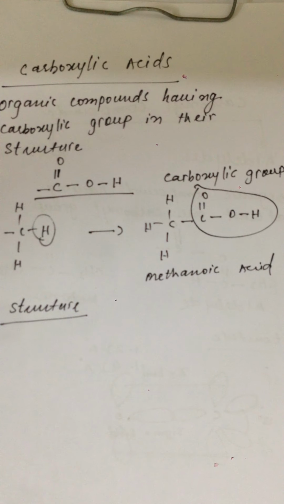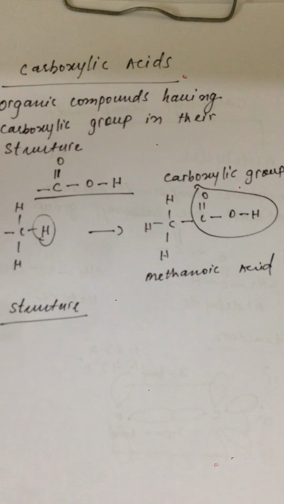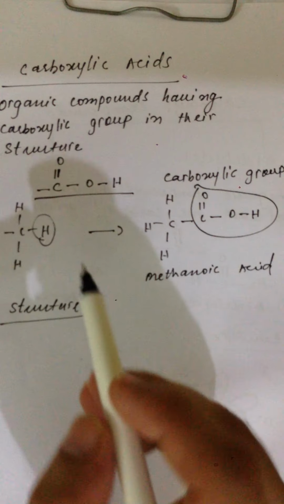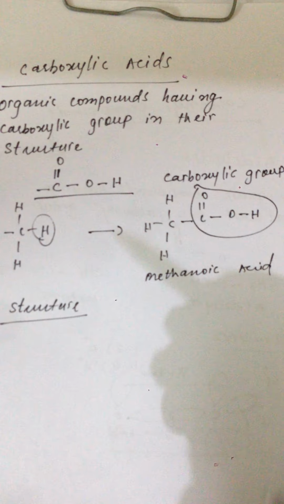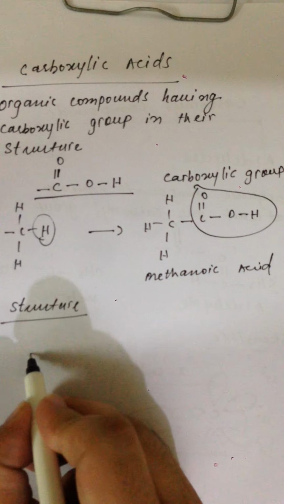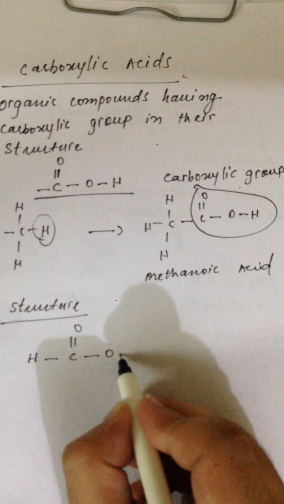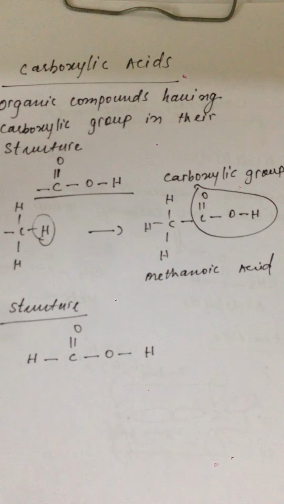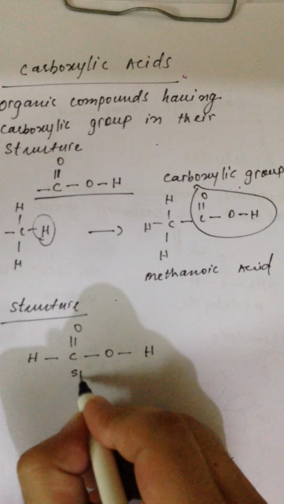So let's take the example of formic acid for understanding the structure of carbonyl compounds. If a hydrogen atom is attached here, this compound will be called formic acid. This is the formic acid. So let's try to understand the structure of formic acid. This carbon here is sp2 hybridized.